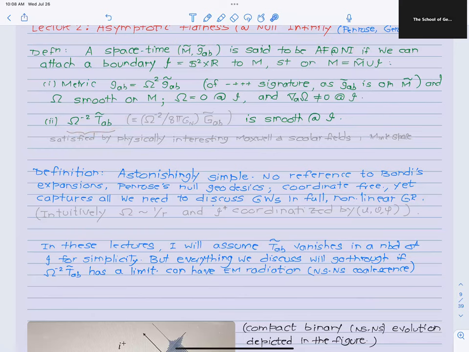But in fact, in most of our work, most of our discussion, we're just going to assume vacuum equations, so there is no stress-energy tensor at all. Therefore, this condition will be trivially satisfied. But we can generalize everything I'm going to say to this particular case.